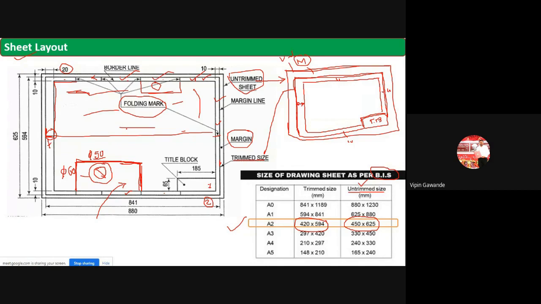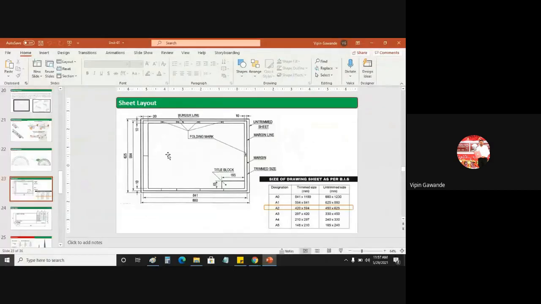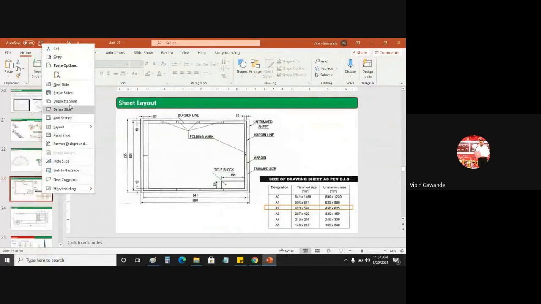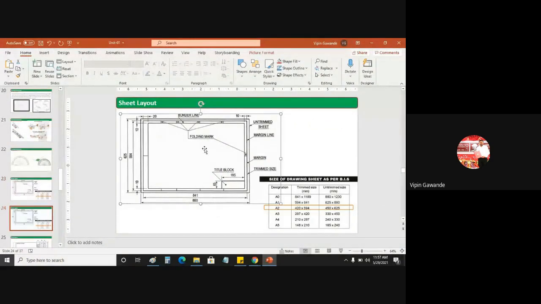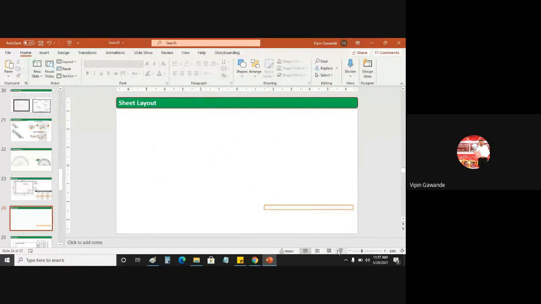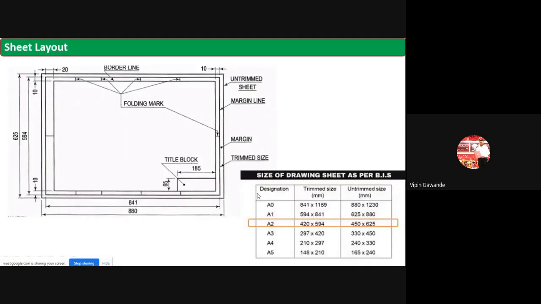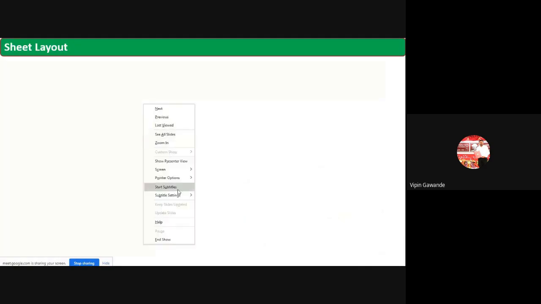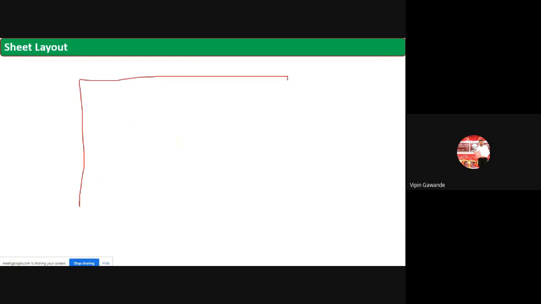So let me show you on the other side, so that you can understand all these things. Okay. We have discussed this. Let me explain now here, then you will understand what the sheet layout is. When we purchase the drawing sheet, it is of this size. This is called the untrimmed size. Untrimmed size means it is bigger than our drawing sheet.